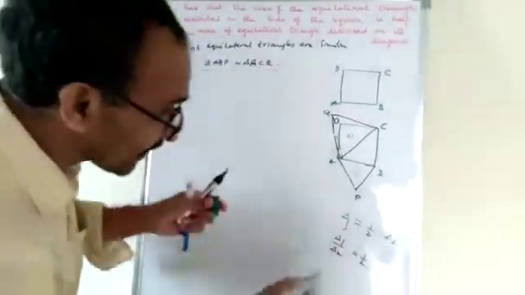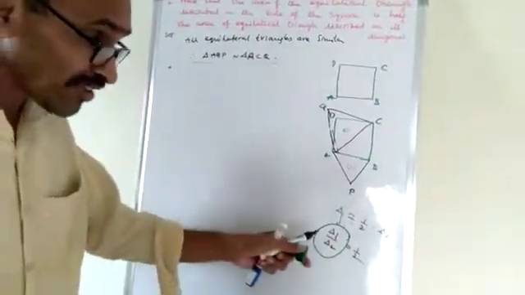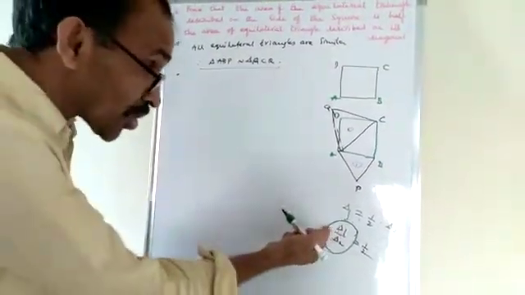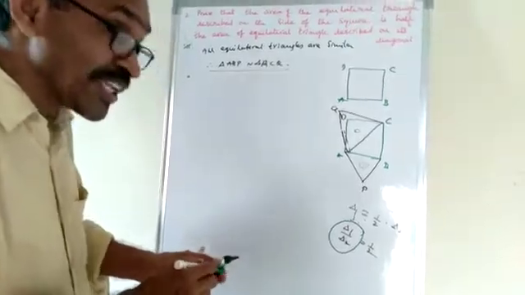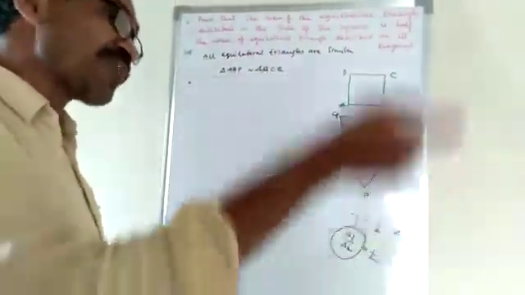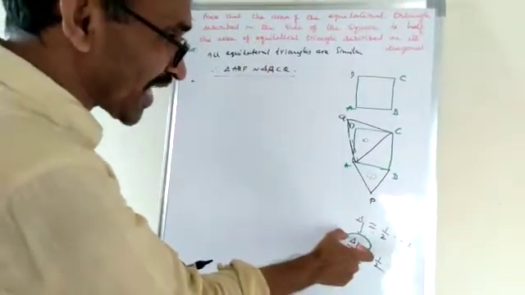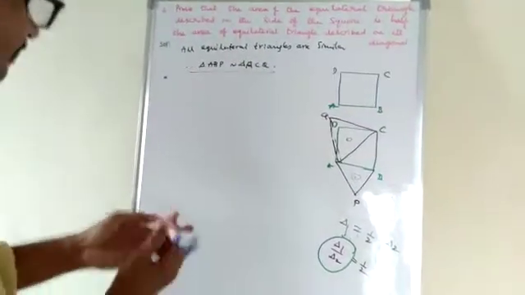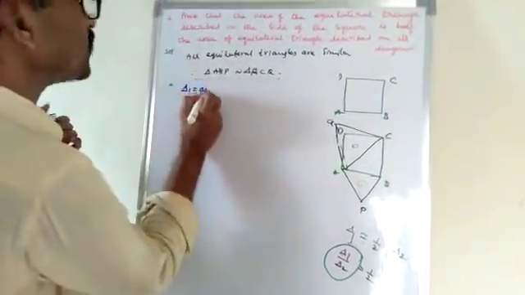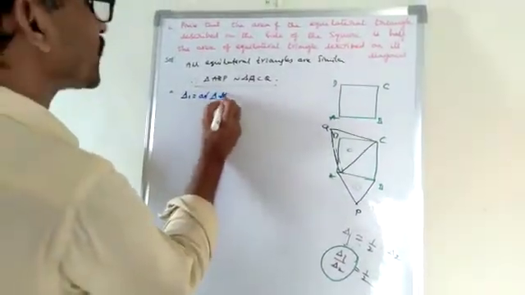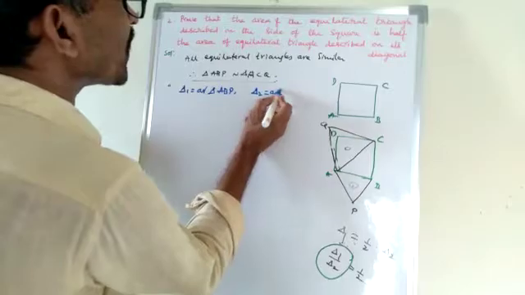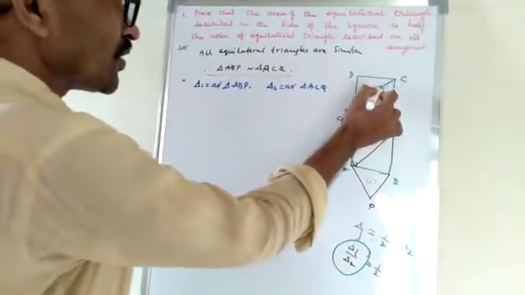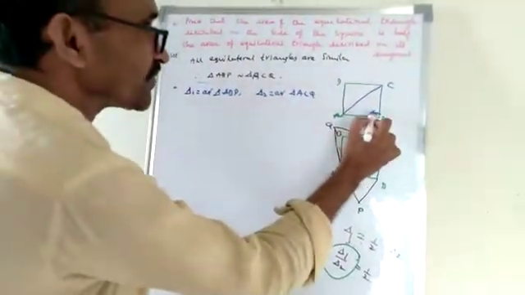Now we find triangle 1 by triangle 2. How do you find it? That is the ratio. The ratio of the areas of two similar triangles is equal to the ratio of squares of corresponding sides, we use this rule. So now we have to find triangle 1 by triangle 2. Triangle 1 is the area of triangle ABP. Triangle 2 is the area of triangle ACQ. Now proceed. This is 90.